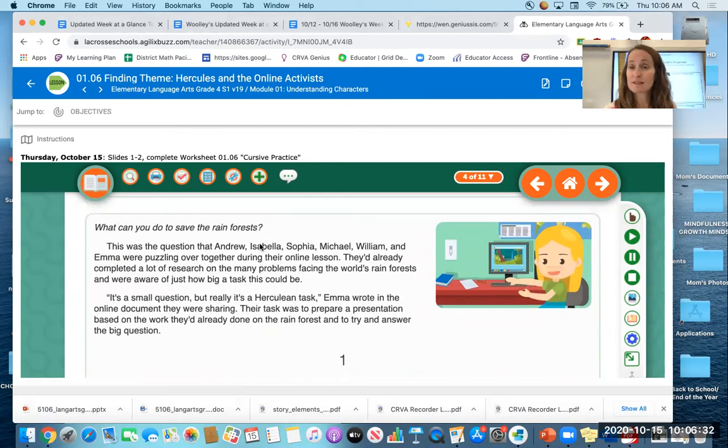What can you do to save the rainforest? This was the question that Andrew, Isabella, Sophia, Michael, William, and Emma were puzzling over together during their online lesson. They had already completed a lot of research on the many problems facing the world's rainforests and were aware of just how big a task this could be.